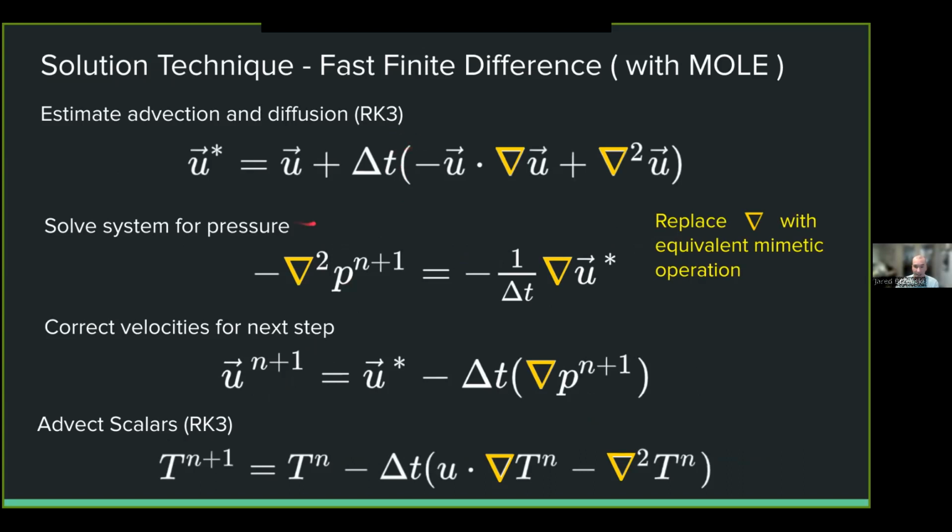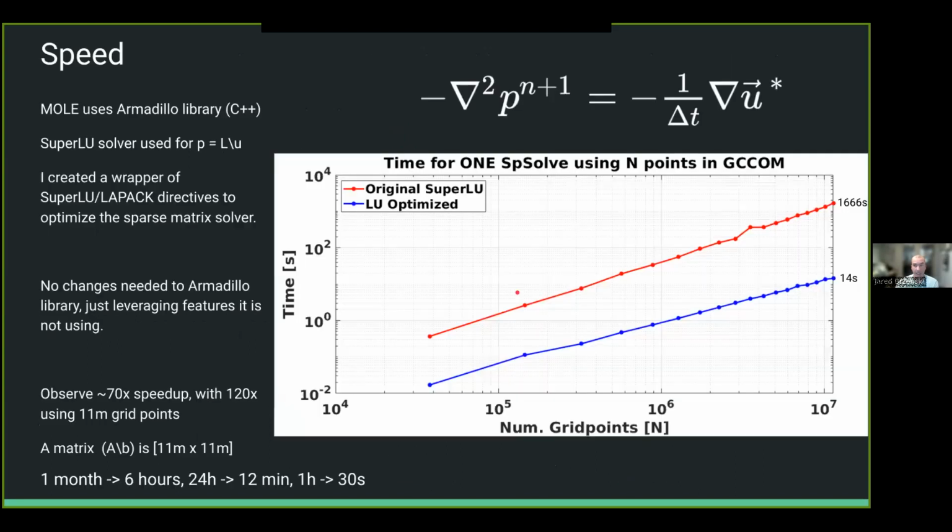And outside of the RK3 time scheme, all operations here are matrix vector operations. There are no for loops in this code. There is one system that needs to be solved, the Poisson equation here in the middle, and by far it is the most computationally expensive step in the process. We tackle that too.